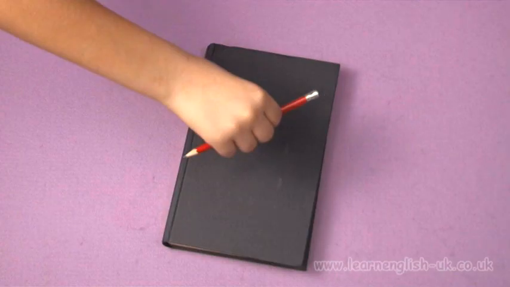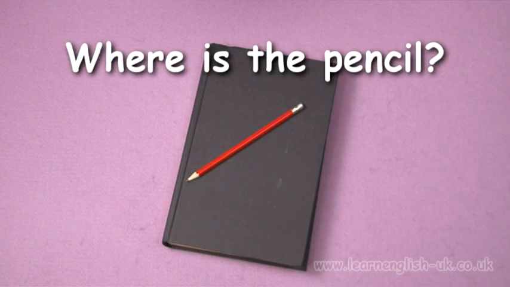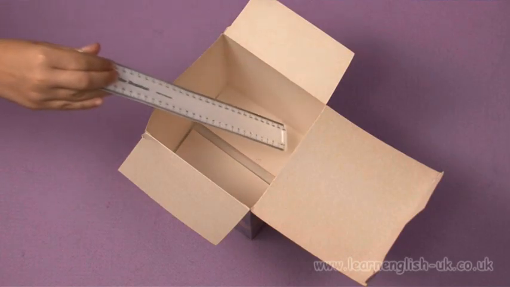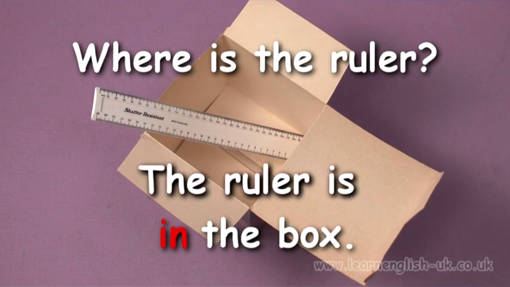Bella, put the pencil on the book. Where is the pencil? The pencil is on the book. Zoe, put the ruler in the box. Where is the ruler? The ruler is in the box.